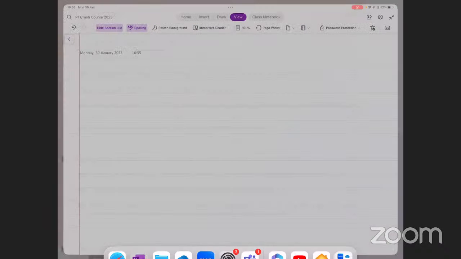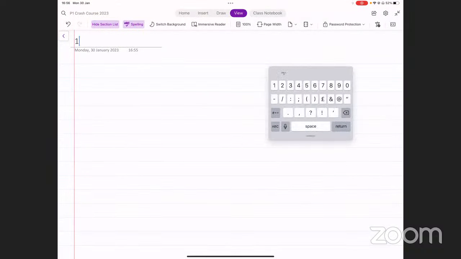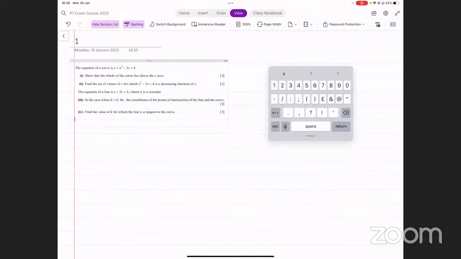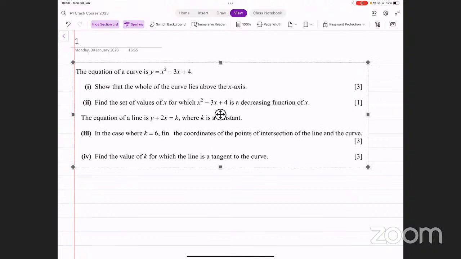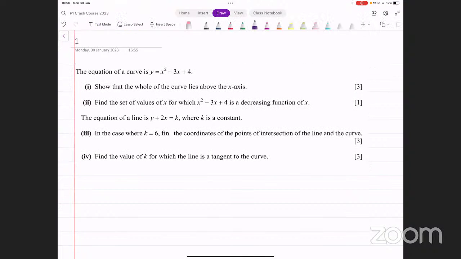Okay, so this is question number 1 from the worksheet that you have. Let's have a look at this. It says the equation of a curve is y equals x squared minus 3x plus 4. And in the first part, it says, show that the whole of the curve lies above the x-axis. This is what we want to show.